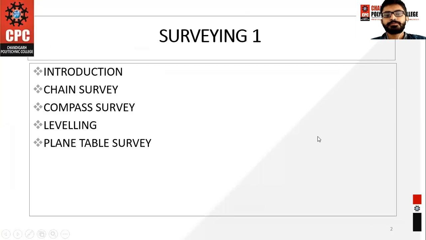Okay, so I was talking about the introduction. What are we going to cover in Surveying One? So let's start with the introduction. Surveying One is a very basic subject for civil engineers, especially for diploma civil engineers. If any construction work starts, whether it's a building, a dam, a highway, a flyover or any construction work, before the starting of any construction work, one thing is required, that is to level the surface of that particular structure.